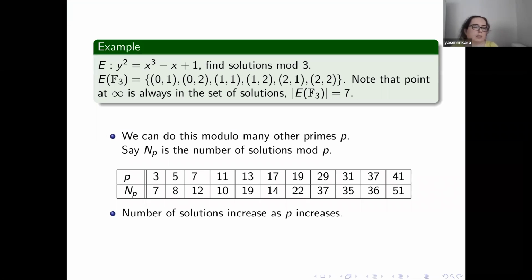Now consider this elliptic curve y squared equals x cubed minus x plus 1, and let's find the solutions modulo 3. If you find the solutions modulo 3, then E of F3 with the point at infinity actually has 7 elements. And you can do this for all primes. So NP denotes the number of solutions mod P. For this example, I made a table for small primes. And as you might guess, the number of solutions increases as P increases.